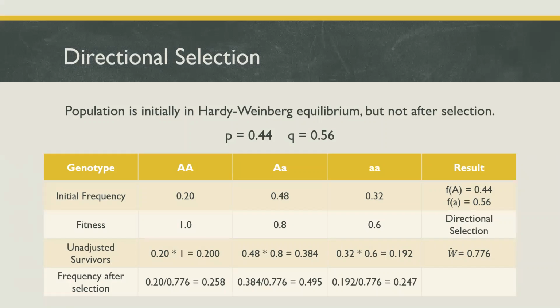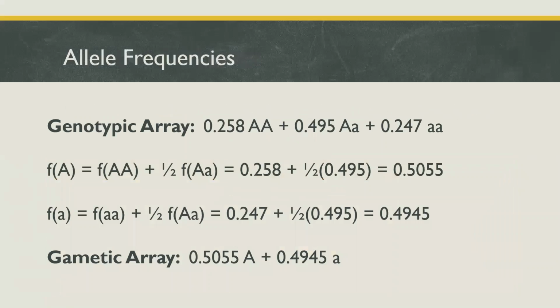If you compare the initial frequencies of our genotypes with the frequencies after selection, you can see that the biggest difference was found for white bear cubs. When we started off, 32% of our population was white bear cubs, but after selection, only 24.7% of our population was white bear cubs. Now let's look at allele frequencies after selection.